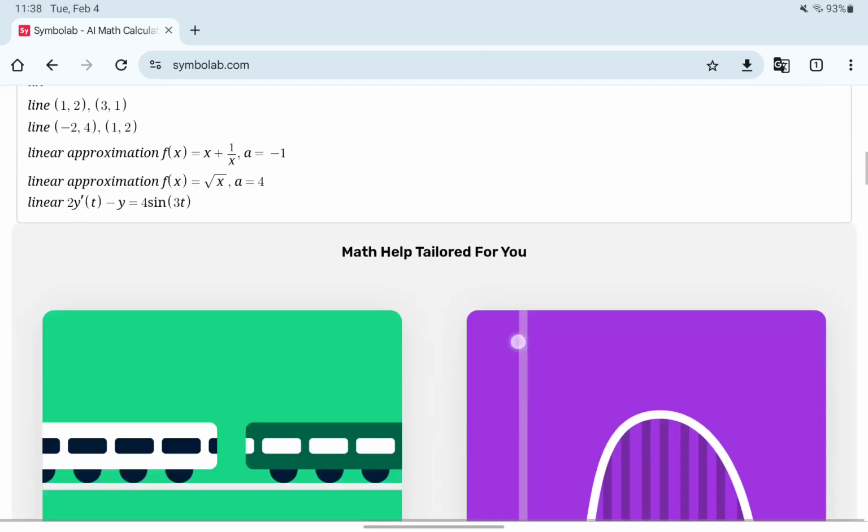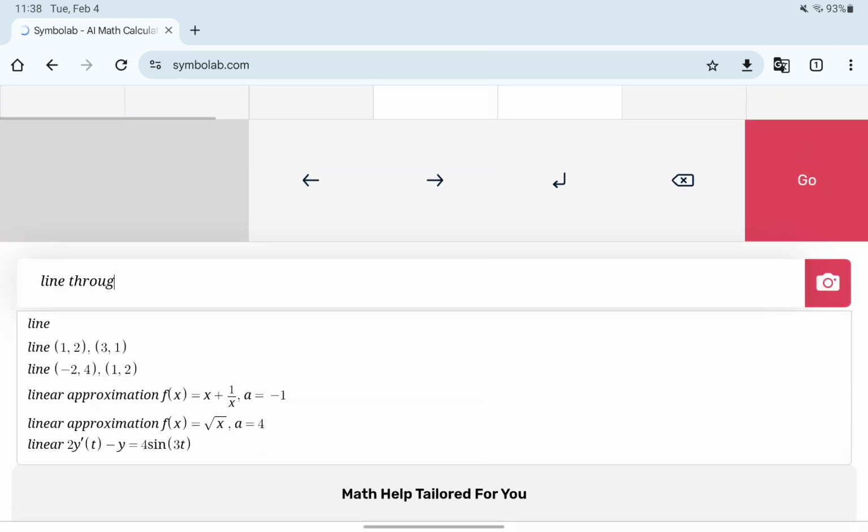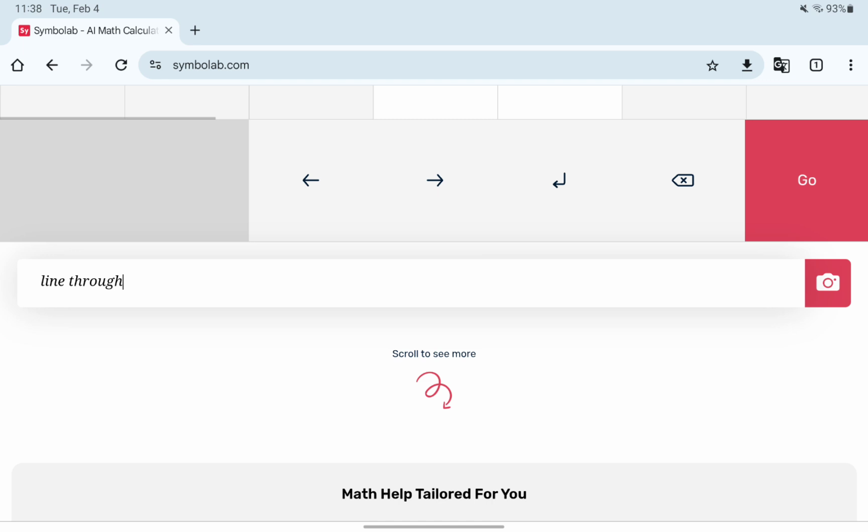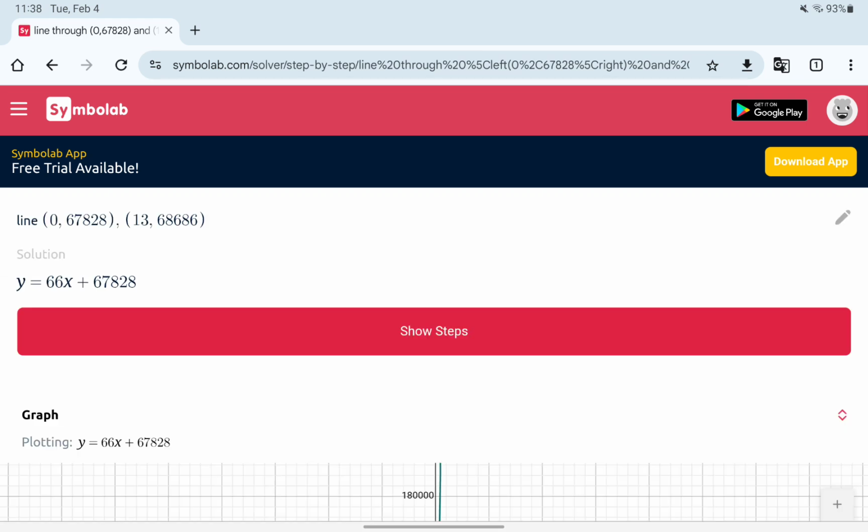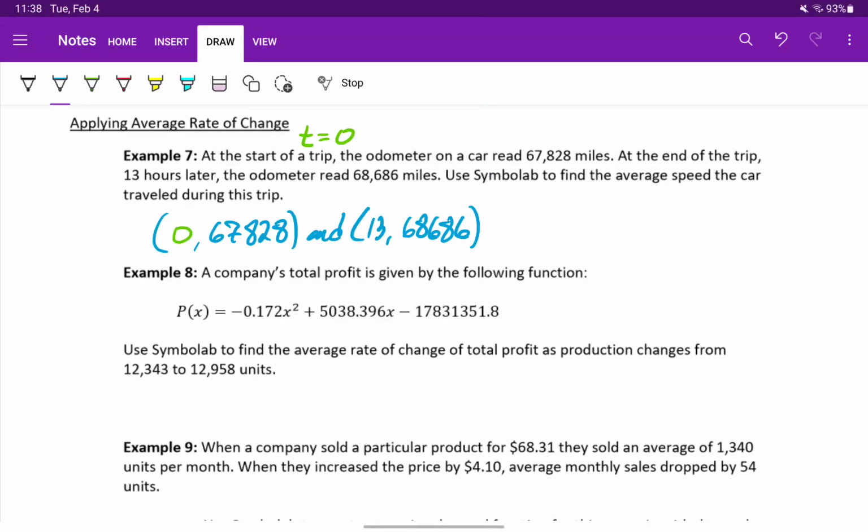To do that, we can find a line through those 2 points, which gives us an equation in slope-intercept form, but all we're after is just the slope of that equation, which is the rate of change between those 2 points, which is 66. So the average speed of the car in this case was 66 miles per hour.